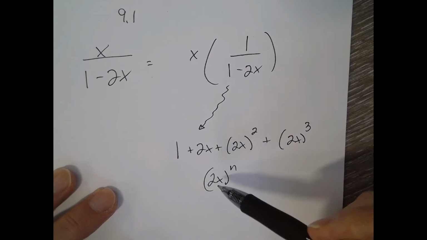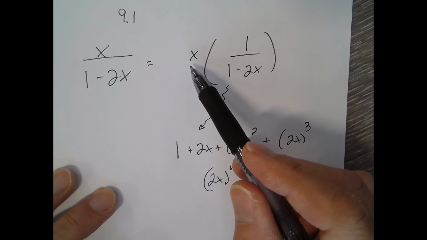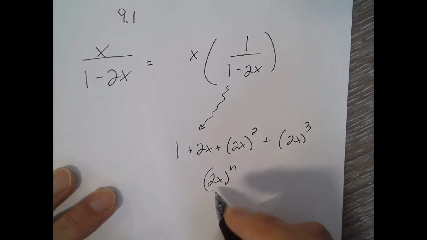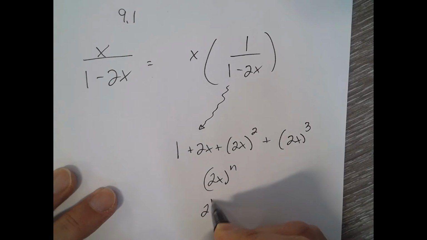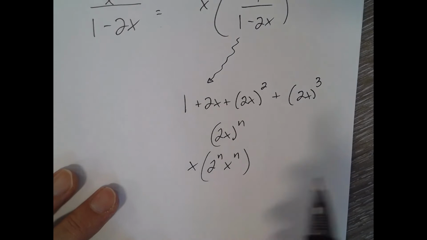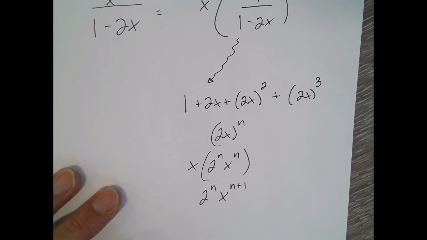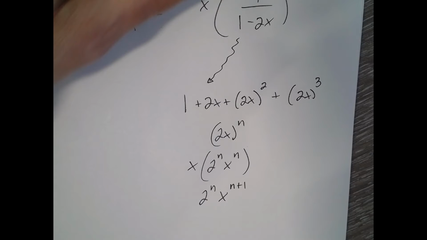Okay, so that's a power series for this, and now we're just going to multiply by x. So we can think of this as 2 to the n, x to the n, then we're going to multiply by x. So these x's can combine. We can just add the exponents. So I have 2 to the n, x to the n plus 1. Nth term version.